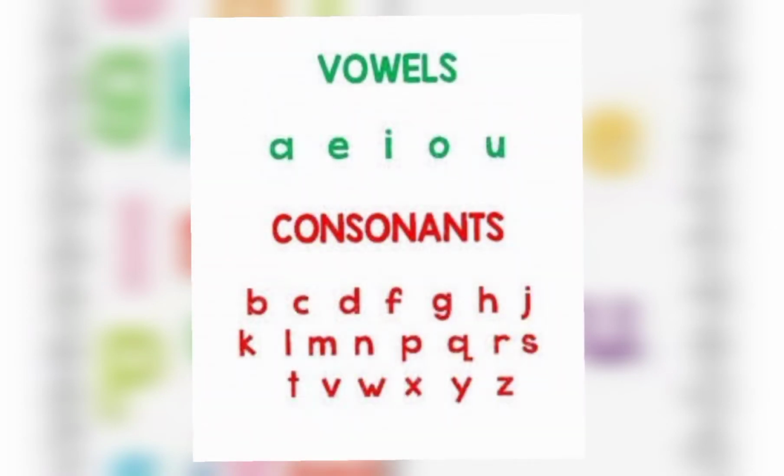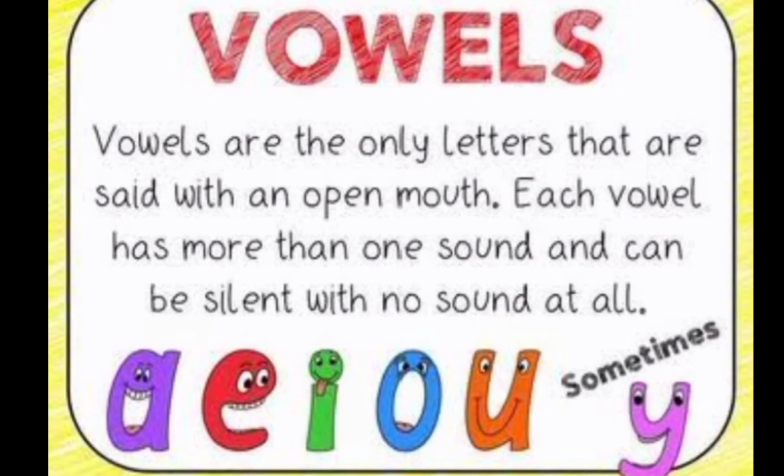Today we are going to learn how to identify vowels and the consonants from the English alphabets A to Z. Vowels are the only letters that are said with an open mouth. Each vowel has more than one sound and can be silent with no sound at all.